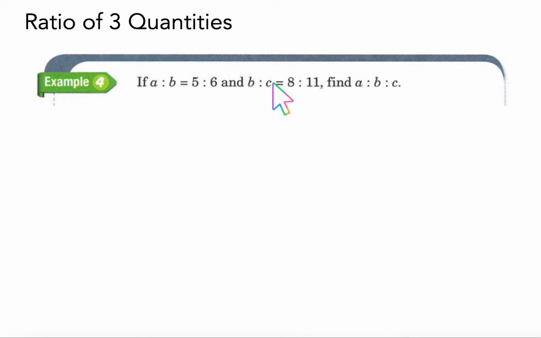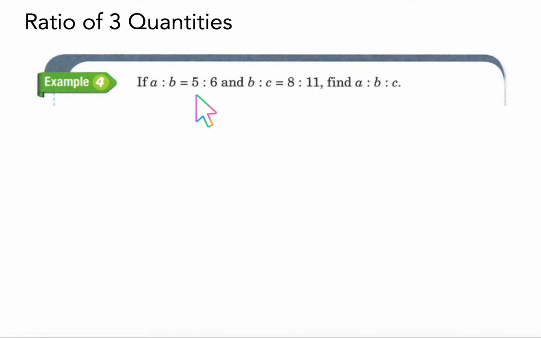So we're going to go over two different examples. Again, ratios is just like working with fractions. So it's going to be a lot of common denominators and simplifying and all that. Okay? So let's look at this first example.